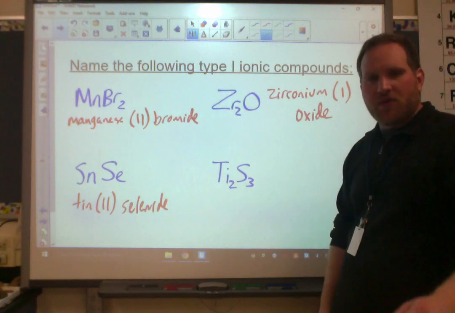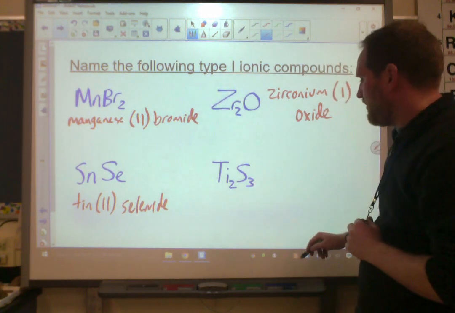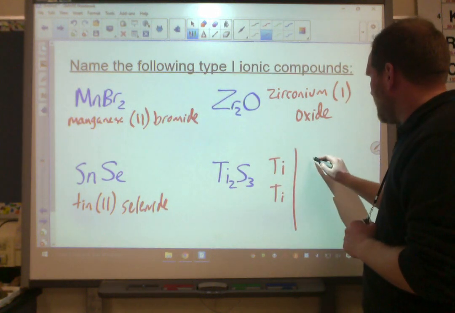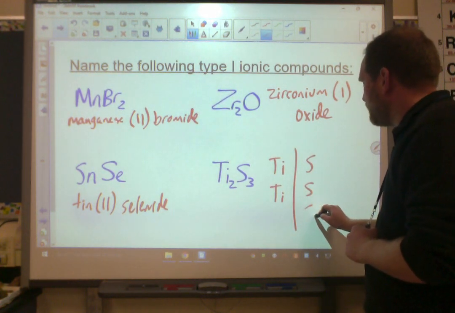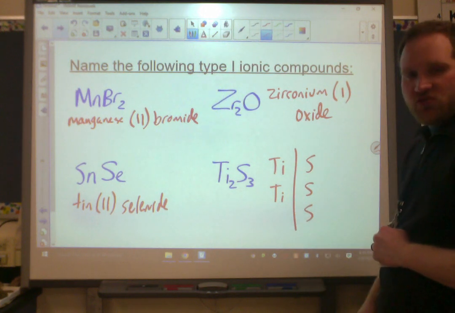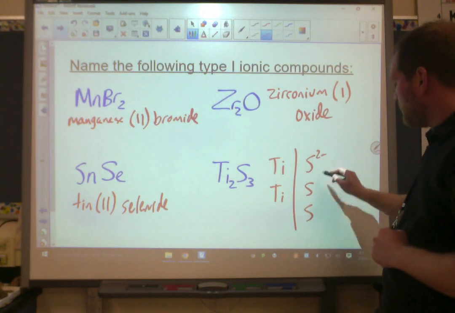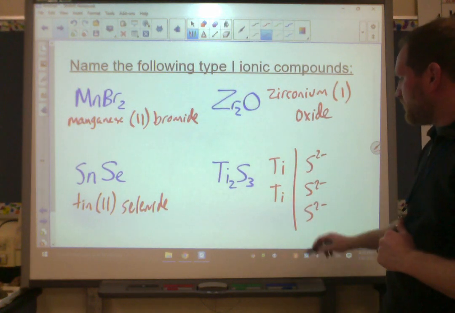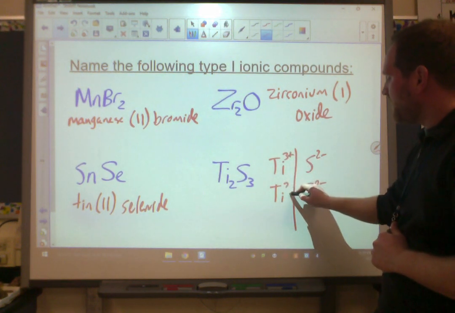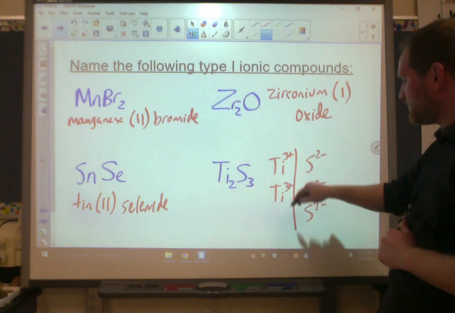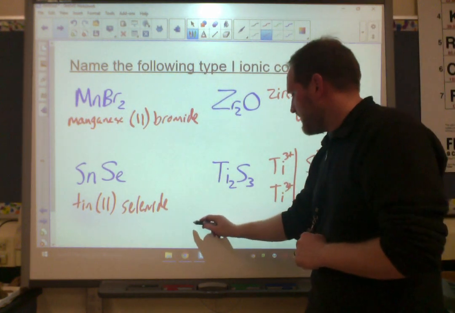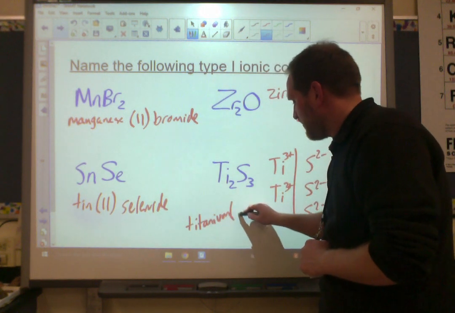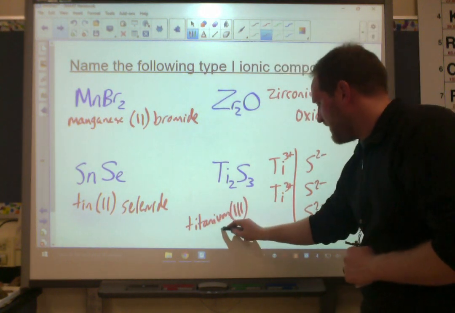Ti2S3. This one I'm probably going to write my little grid out because it's a little complicated. On the positive side, I have 2 titaniums, and on the negative side, I have 3 sulfurs. I don't know titanium's charge, but I do know sulfur's charge, which is 2 minus. So what must titanium's charge be in order for this to work? It must be 3 plus, because here I have minus 6 and plus 6, which gives me a final answer of titanium(3) sulfide.